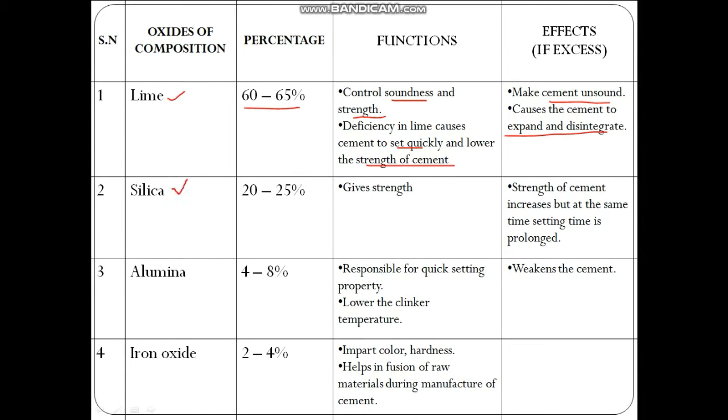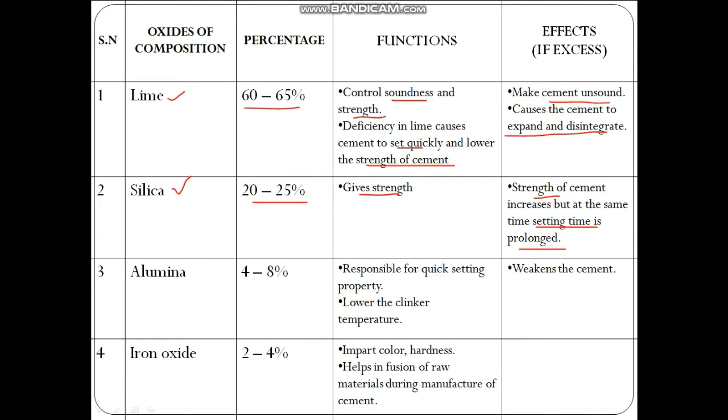The second one is silica. Silica should be in the range of 20 to 25% of the weight of cement, and its function is to give strength. If it is present in excess, it gives the cement more strength, but at the same time the setting time of the cement is prolonged.